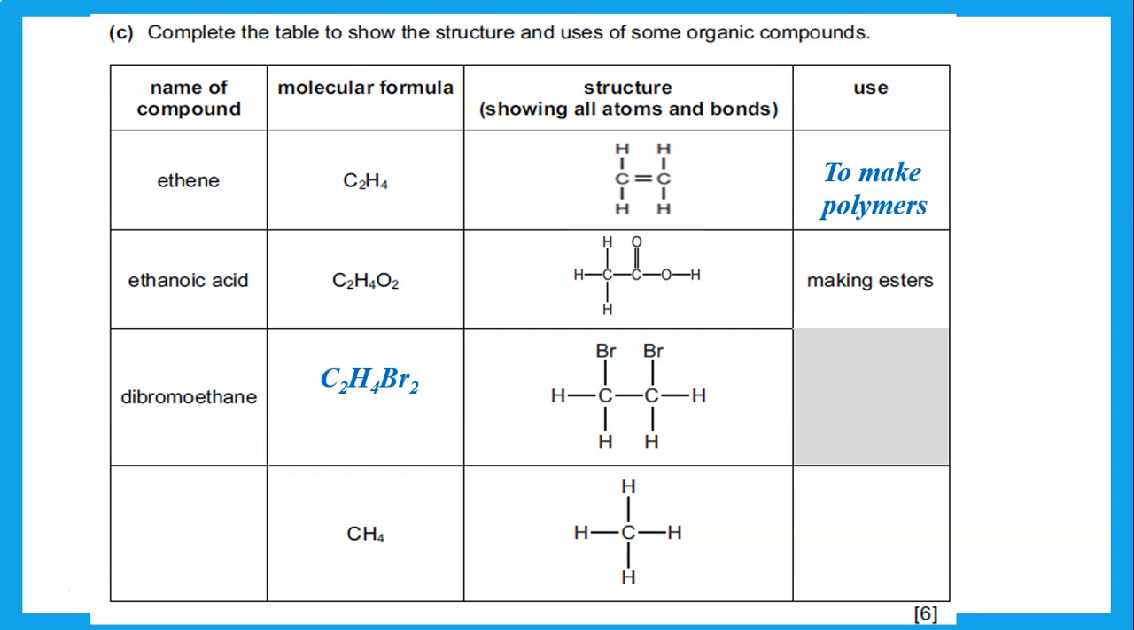What is the name of CH4? You should realize that this is methane. It has one carbon, so its name must start with meth. It has only single bonds, so it is an alkane, so its name is methane.